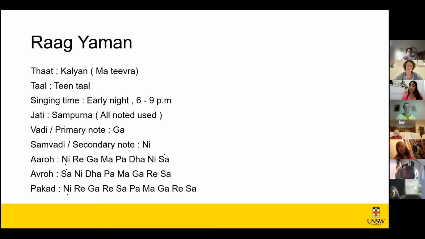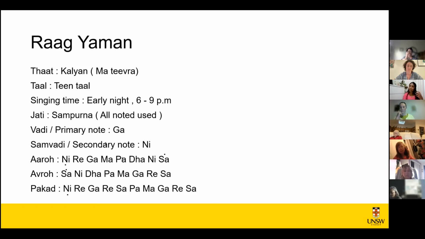Tal, as I mentioned earlier, is called rhythm. And for rag Yaman, we have teen tal, which is 16 beats. So it's a rag based around 16 beats. Likewise, we have 8 beats, 10 beats, 4 beats, and there are so many beats that we follow in Indian classical music. Different rags are based around different rhythms. So this one's based around 16 beats, which is called teen tal. And then the singing time, which is a very important thing.